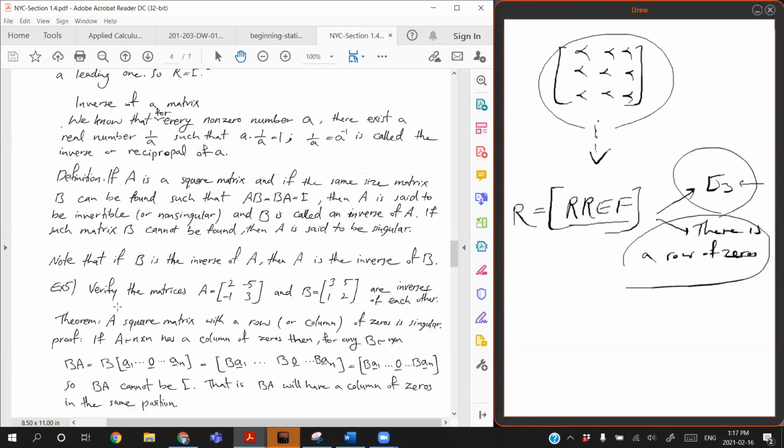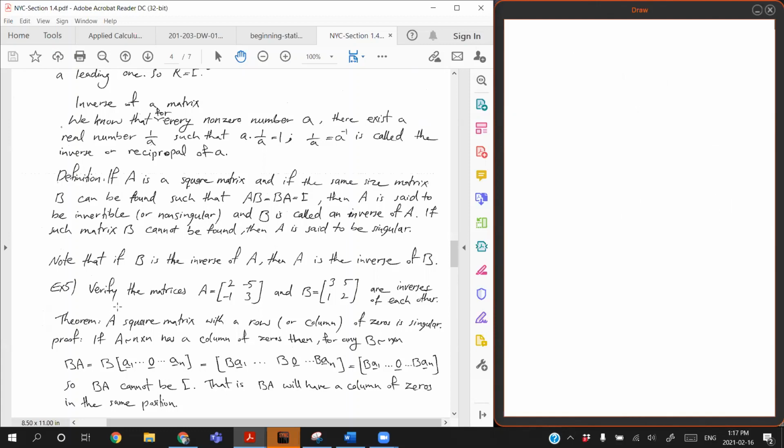Next thing we're going to talk about is the inverse of a matrix. We know all numbers have inverses except for the number 0. So what is the inverse of 2? 1 over 2. Why is 1 over 2 the inverse of 2? Because if you multiply them, you get 1.